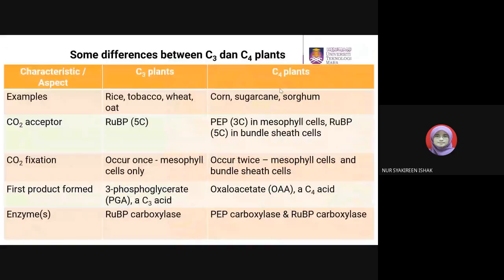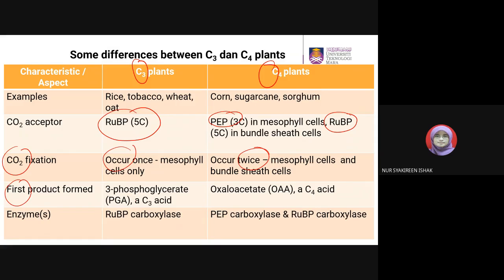2 kali carbon fixation. So graf table ni dia membezakan antara C3 dengan C4 lah kan. So kalau C3 hanya menggunakan RUBP tapi C4 akan guna 2 carbon dioxide acceptor, pertama by PEP, second by RUBP. Carbon fixation kalau untuk C3 once, kalau untuk C4 twice. First compound adalah PGA untuk C3, kalau C4 adalah oxaloacetate which is a 4 carbon compound. That's why kita namakan sebagai C4 pathway by C4 plant.